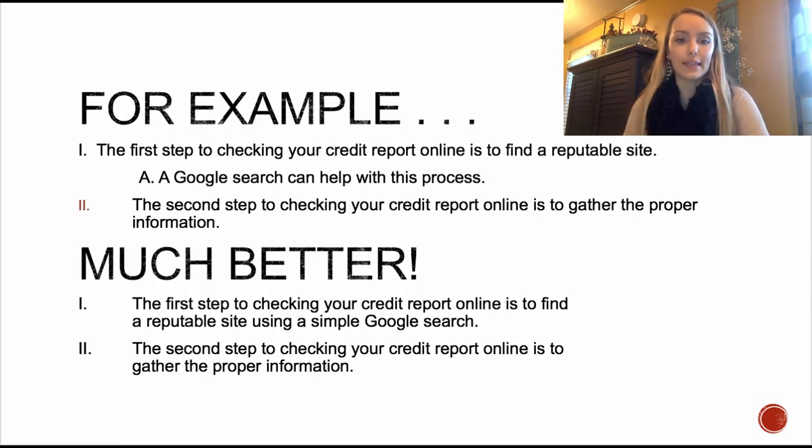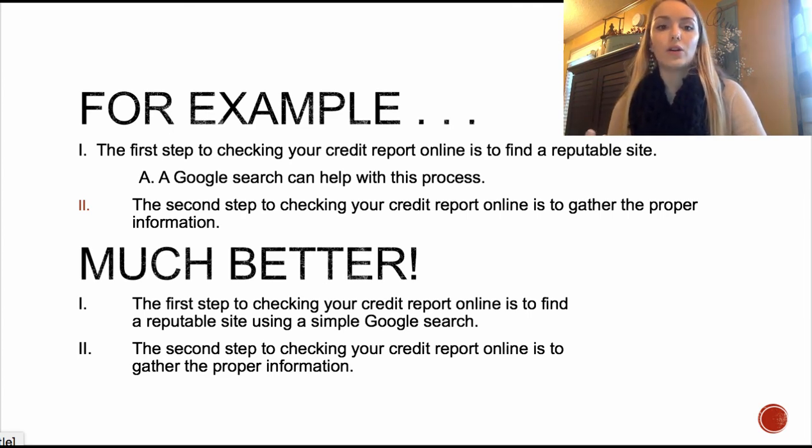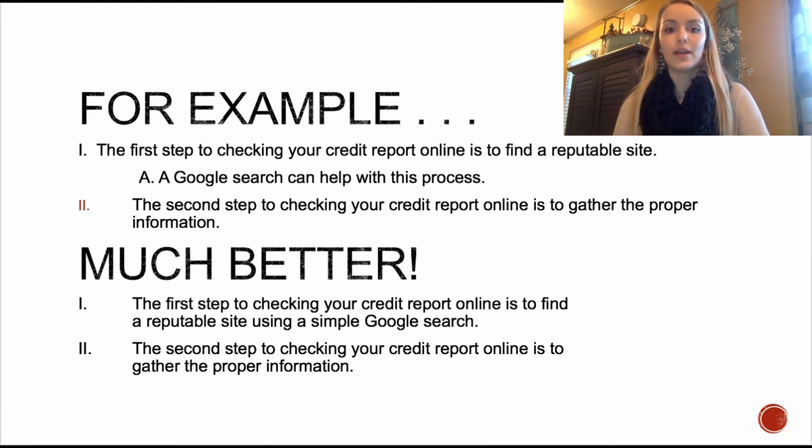All right, here's a couple examples. So the first step to checking your credit report online is to find a reputable site. And you might be like, well, I have more to share, so I'm going to add a subpoint. A Google search can help with this process. Well, there, guys, you could have just included this information. So if you find yourself in this situation, you're like, I needed to add more, but I don't have anything else to say for a B, think about how you can just include it to the point above.